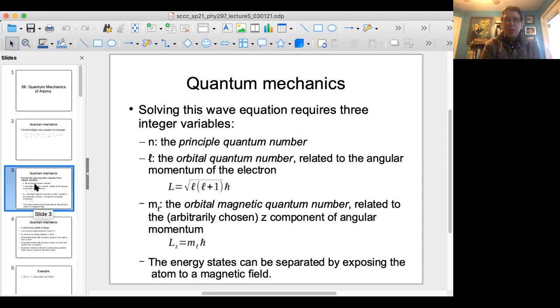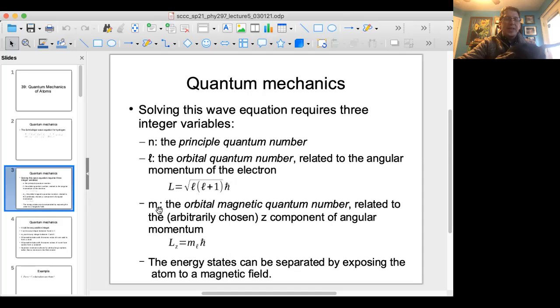But you have the orbital quantum number, which is related to the angular momentum of the electron. So angular momentum, capital L, is quantized. It's equal to the square root of script L times script L plus 1, multiplied by h bar, which is Planck's constant divided by 2 pi.